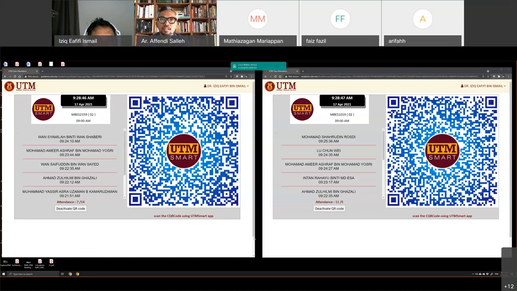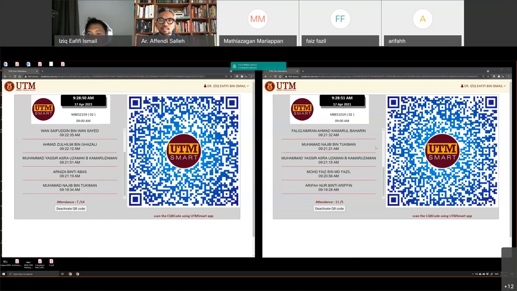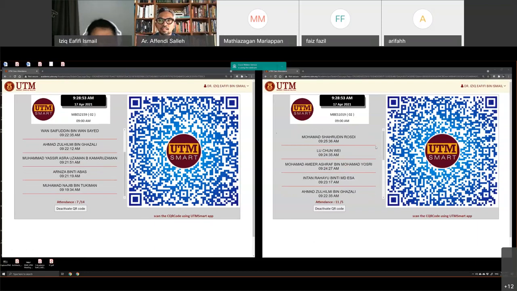Okay, still waiting for the rest of the students. I think not many have scanned the QR code. We have like 11 pre-thesis and 7 thesis students. Students, is attendance compulsory? Does it contribute to marks or anything? Actually no, but for the record, we need to record the attendance lah, just in case we are asked later on at the end of the semester.